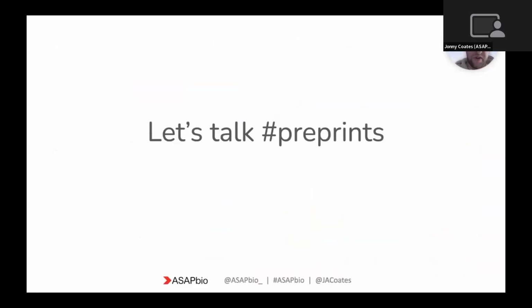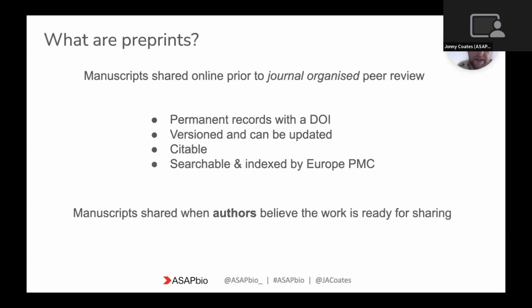So if those are all the problems, what's the solution? And I would argue the solution is preprints. So preprints are manuscripts that are shared online prior to journal organized peer review. That's important because it does not mean they are not peer reviewed. It just means it's not a journal organized review process.